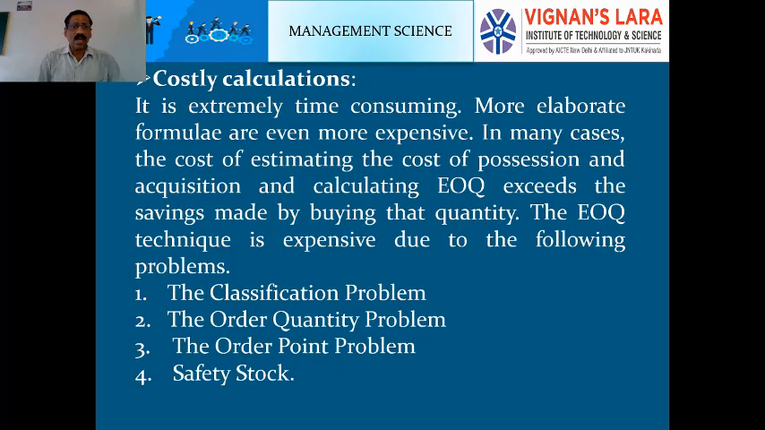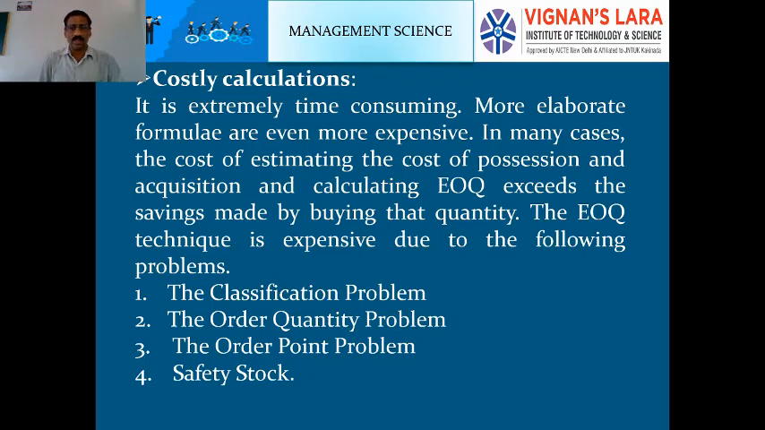Next limitation, costly calculations. It is extremely time consuming. More elaborate formulas are more expensive. That means EOQ is a mathematical expression which is not understood by the common person. It involves a mathematical subject. In many cases, the cost of estimation, the cost of possession and acquisition, and the calculation of EOQ exceeds the savings made by buying that quantity.